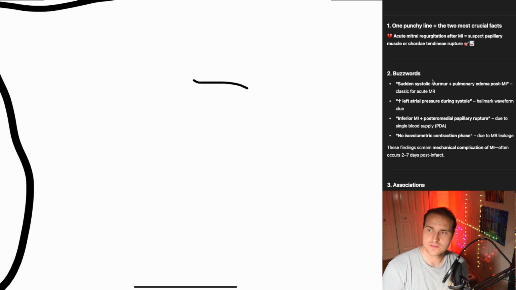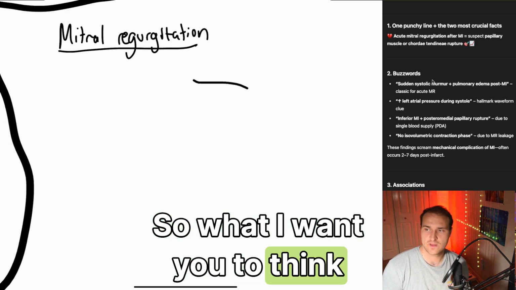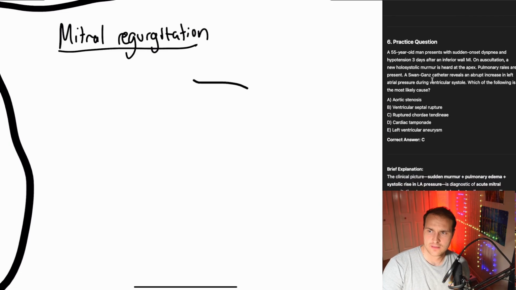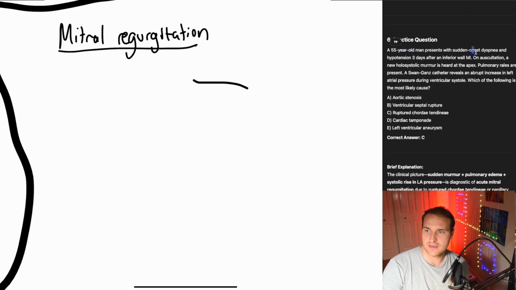So, acute mitral regurgitation after an MI. What I want you to think about with mitral regurg is that you should suspect papillary muscle or chordae tendineae rupture. So here's our practice question. We have a man with dyspnea, hypotension, a new holosystolic murmur at the apex, and a Swan-Ganz catheter showing an abrupt increase in left atrial pressure during systole. That should automatically lead us to regurgitation.